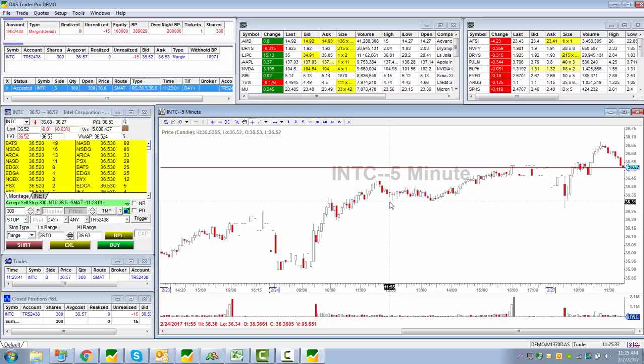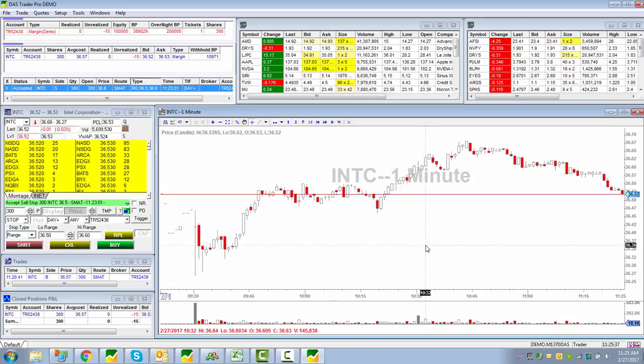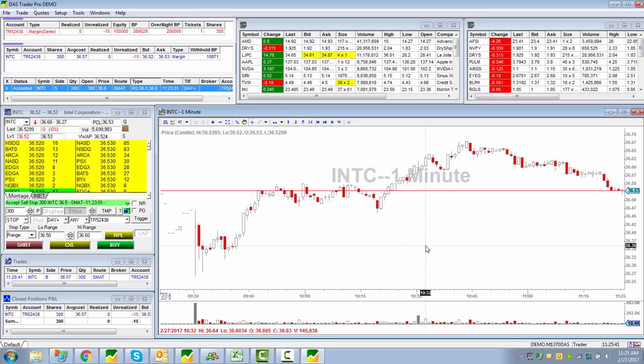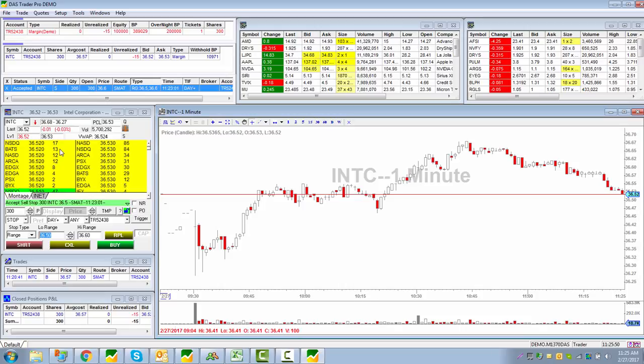And we can always click on the chart and hit the 1 here just to watch it a little bit more close up. Intel is a very liquid stock. You can see that they have like 1,700 shares, 2,600 shares on several of these 36.52s. So all these guys need to be taken out before you even get to the lower level.